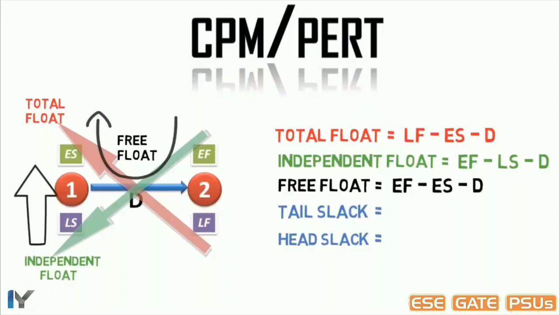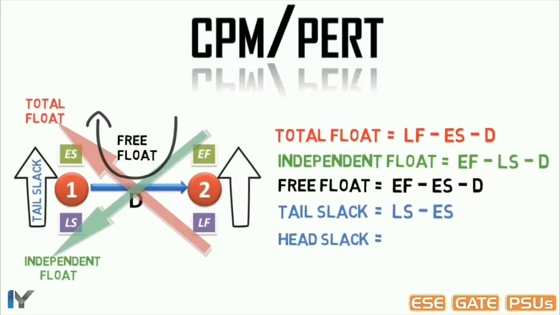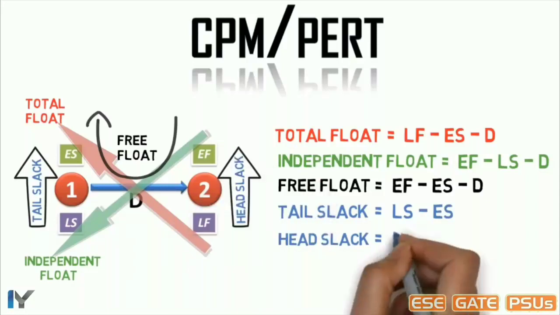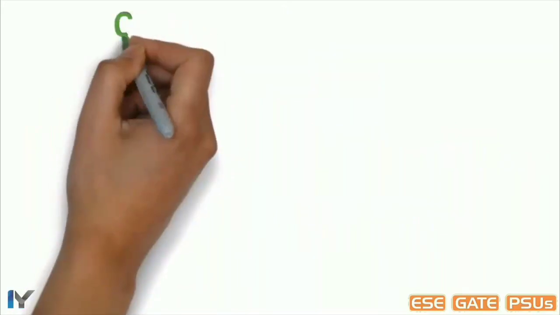Tail slack is the difference between both the starting points at the tail of the activity, and the head slack is the difference between both the finishing points at the head of the activity. With the help of this combined image, you can easily remember these formulas. So this was the critical path method CPM.